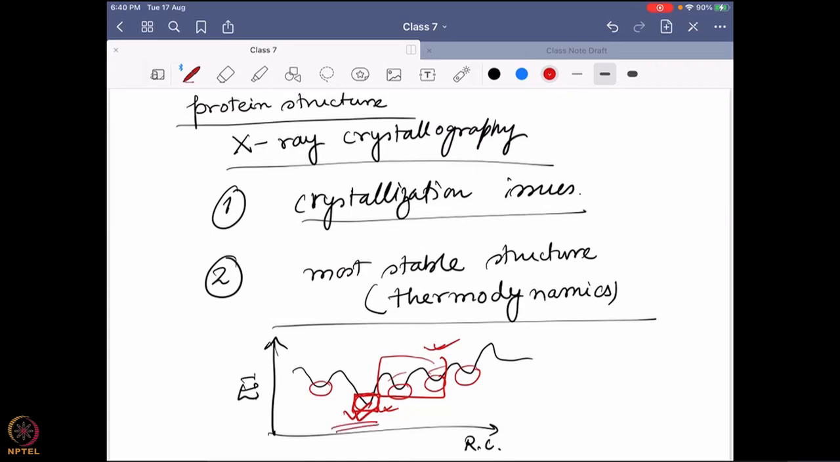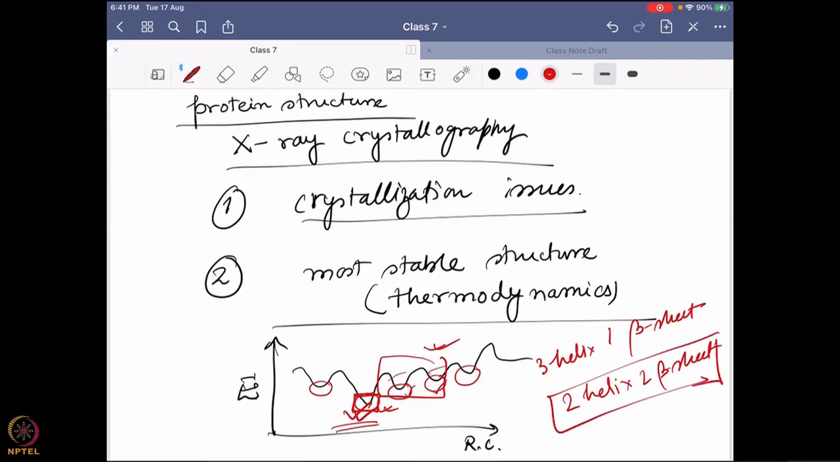I cannot make it always stable in a thermodynamically slightly higher energy state where it is probably doing its reactivity. So for example, over here, it probably has three helices and one beta sheet. However, the most stable structure probably has two helices and two beta sheets. So if I get this particular structure, I may not have an idea of the actual structure, the more functional one.